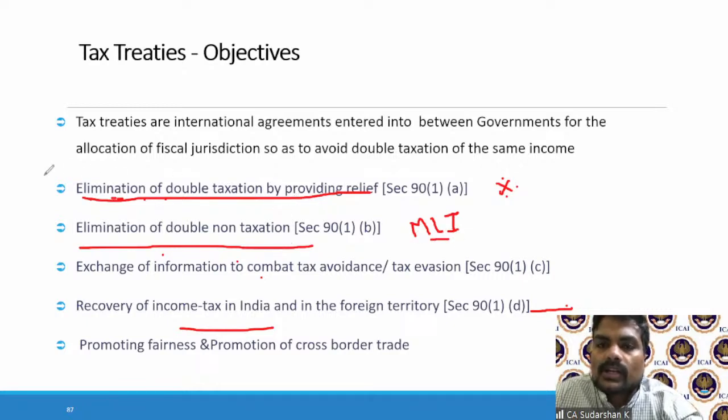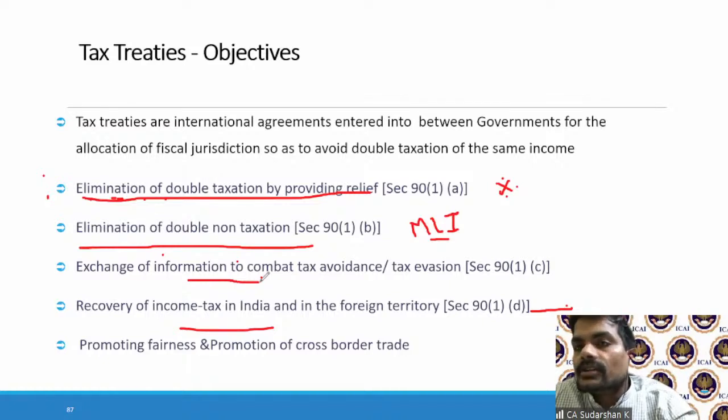Our focus will largely be on elimination of double taxation by providing relief, Section 90, subsection 1A. And apart from elimination of double taxation, there are other reasons also. That is, the treaties will also help in exchanging information to combat tax avoidance and tax evasion.